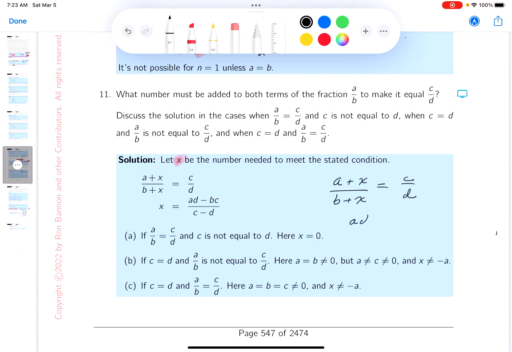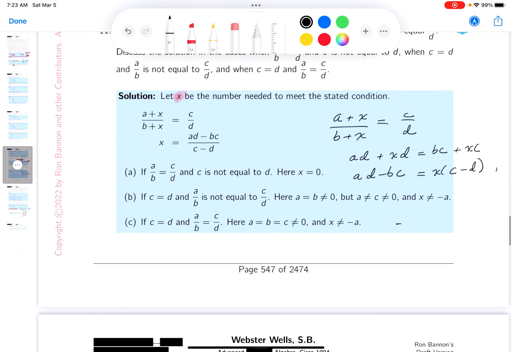AD plus XD equals BC plus XC. All right, let's keep going. It's going to be AD. I'm solving for x, by the way, because of the "what number" part. AD minus BC. And I think I can handle this just by writing it down. It's going to be x, and then it's going to be C minus D.